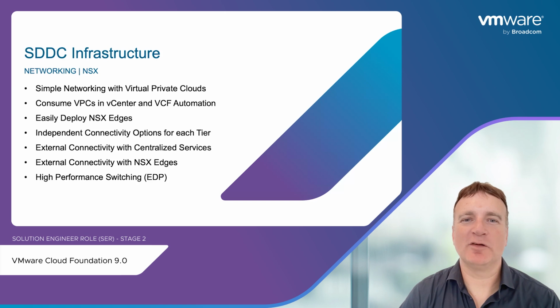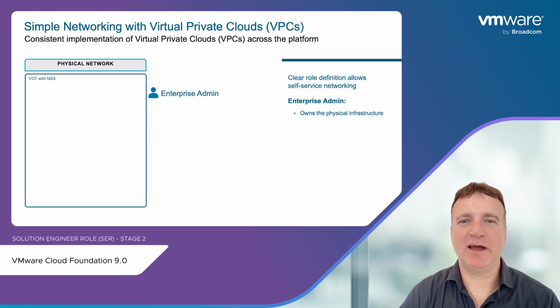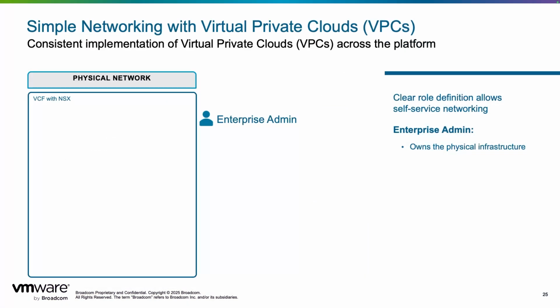Let's now take a look at what's new with VCF Networking with NSX. Many of you may be familiar with virtual private clouds. A VPC is a logically isolated tenant-specific virtual network that provides dedicated routing, switching, and security services. In VCF 9, VPCs are implemented consistently across the entire platform, not just within NSX. This model defines clear roles to support multi-tenancy and enables self-service capabilities for end users.